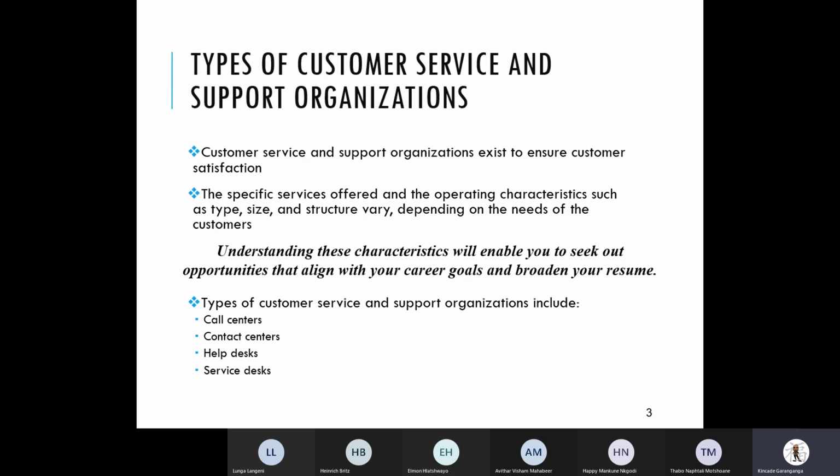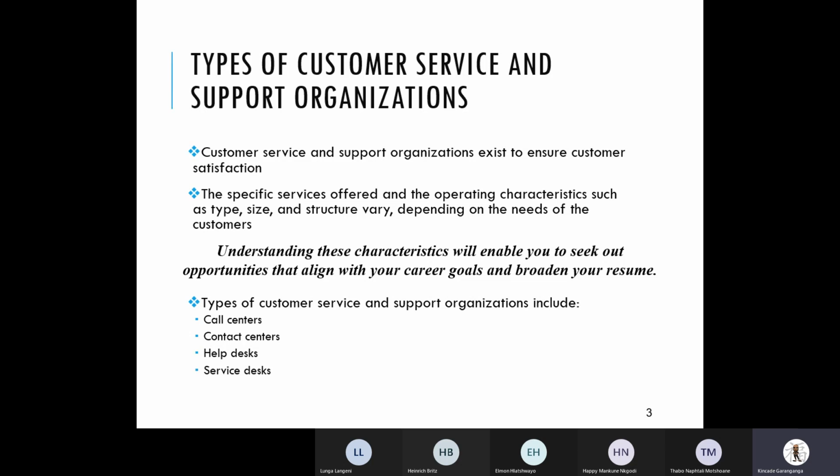And then you'll discover that there obviously are specific services that are offered, and the operating characteristics of such environments would include the type of customer service support organization, the actual size, the basic structure. And obviously these would vary depending on the actual needs of the customers at large. So there's an importance also in understanding how these types, sizes, and structures would look at effectively providing for the appropriate service desk in those distinctive environments.